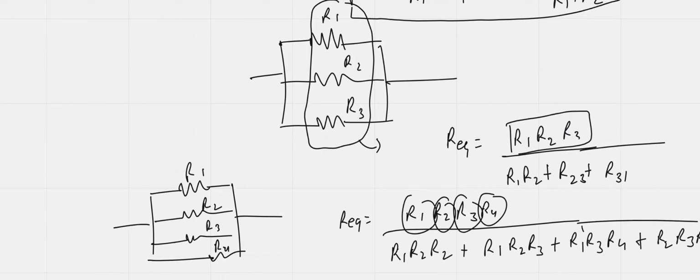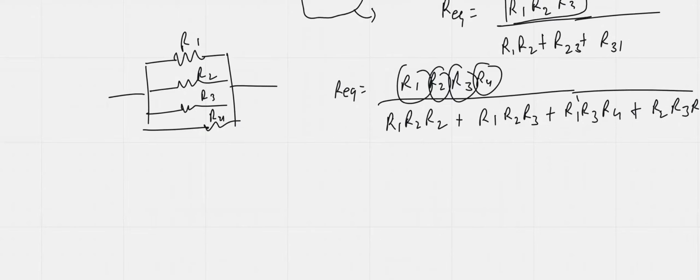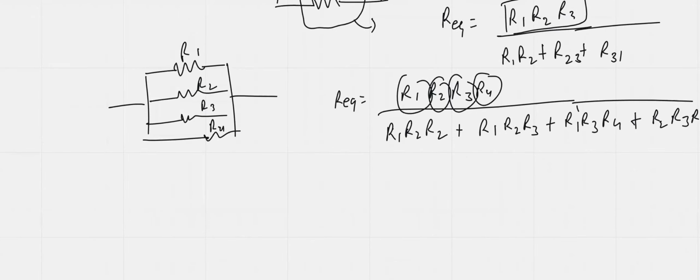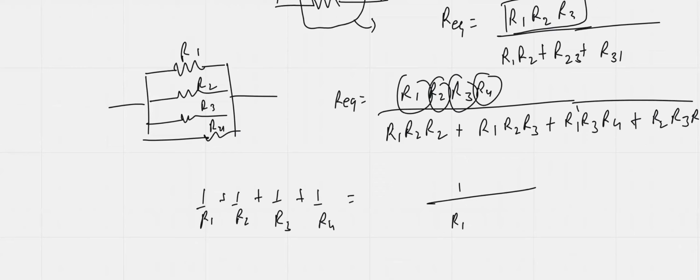R4. Understood, Krishna? What is happening at the bottom? I just need all the multiplication pairs except leaving the one. Okay, is that clear? You can get this verified in this way also. 1 by R1 plus 1 by R2 plus 1 by R3 plus 1 by R4. So you can say that the LCM of this will be nothing but R1, R2, R3 plus R4.